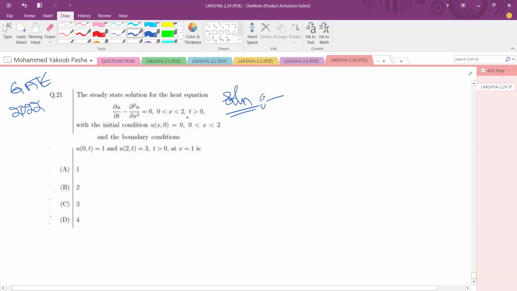0 less than x less than 2, t greater than 0. And the initial condition u of x comma 0 is equal to 0, same domain, 0 less than x less than 2. Here also 0 less than x less than 2. And the boundary conditions: u of 0 comma t is equal to 1, boundary condition. u of 2 comma t is equal to 3, another boundary condition. Two boundary conditions differently. Okay, here the right side is 0.